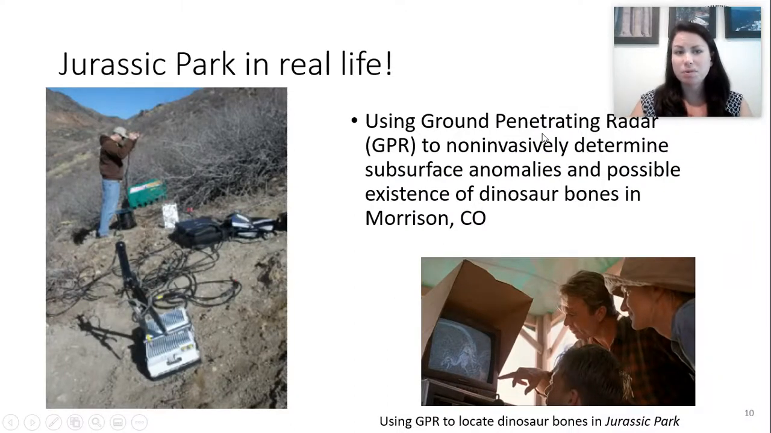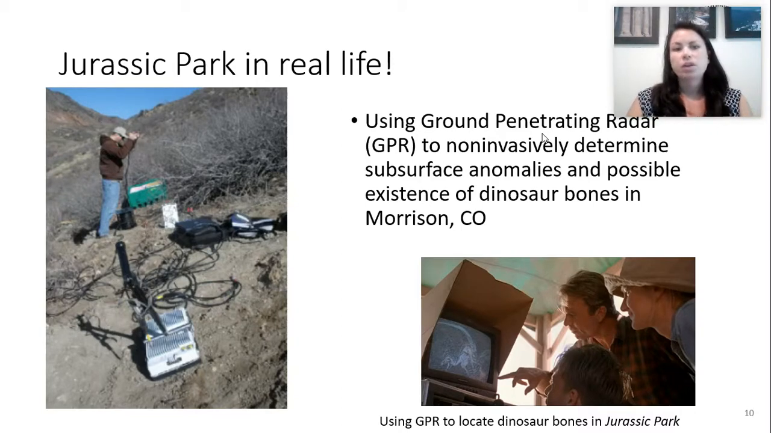And I talked about this briefly before, but this is a project that I actually did as an undergrad using ground penetrating radar, which is a non-invasive way to look at anomalies in the subsurface to possibly detect the existence of dinosaur bones in Morrison, Colorado. Where this is in Morrison is near Red Rocks Amphitheater, if you've been to that area. And near there is a huge outcrop of dinosaur bones and footprints, some really cool fossils.